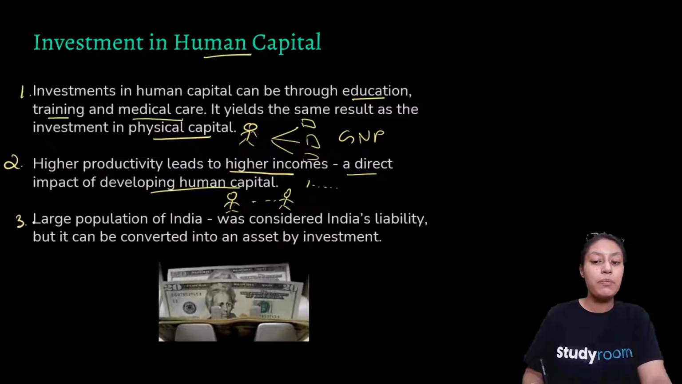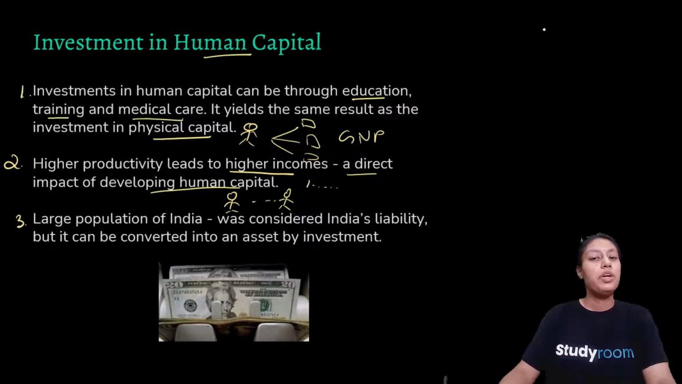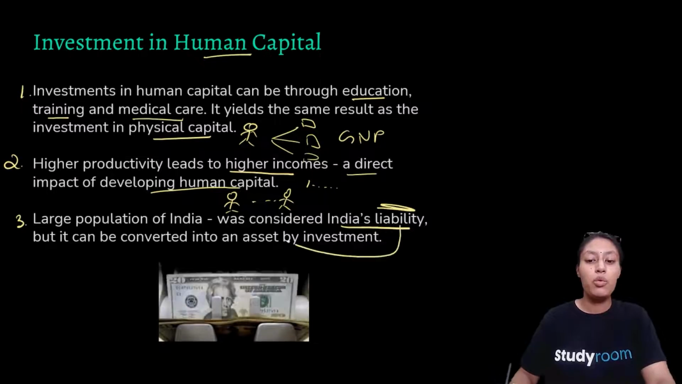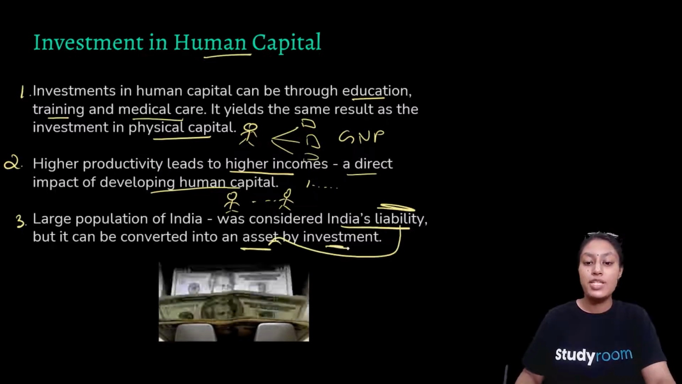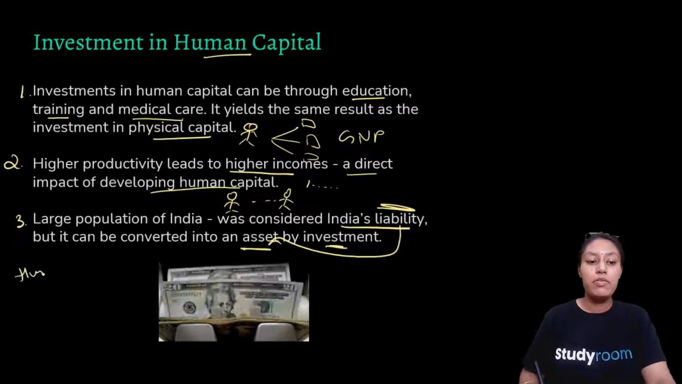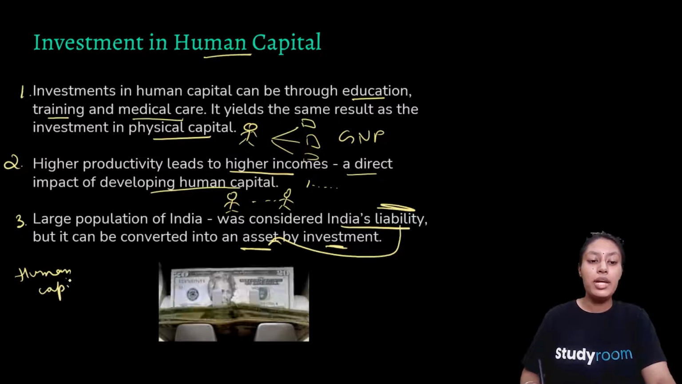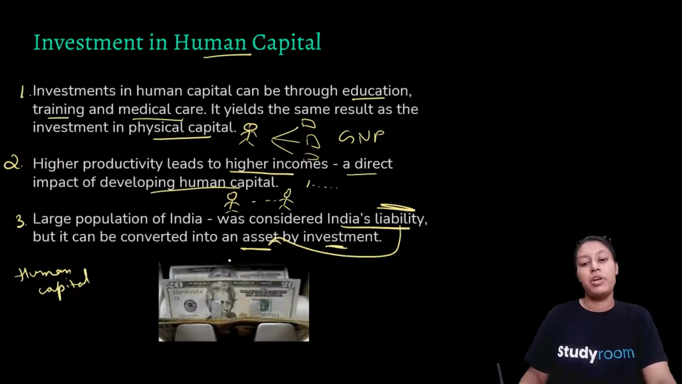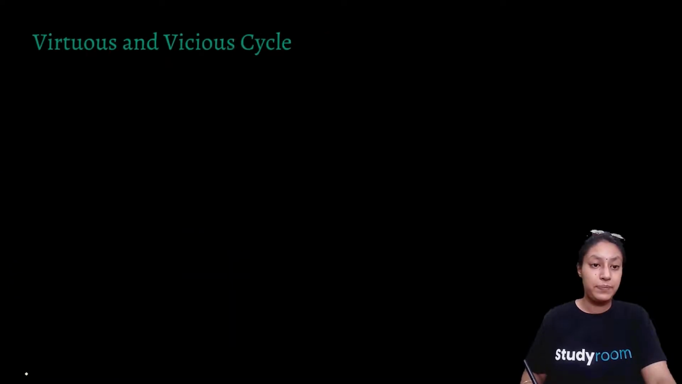And third point here is, we know India is a highly populated country. Though it is large compared to land mass, the population is also very high. Sometimes it is considered as India's liability. But this liability can be converted into an asset by investment if human capital is properly invested in the basic areas where it is required. This liability can be turned into a great asset for the country.